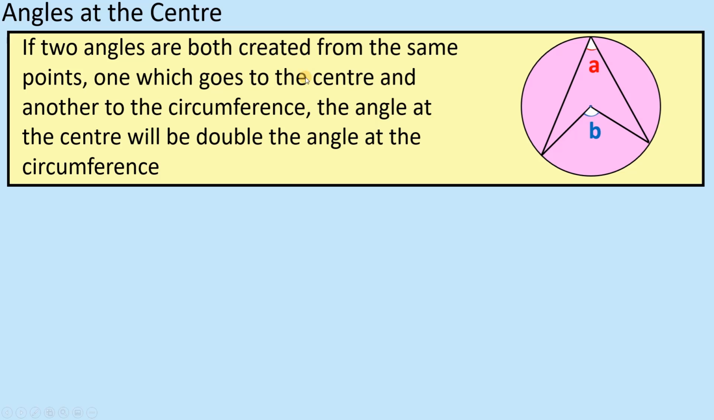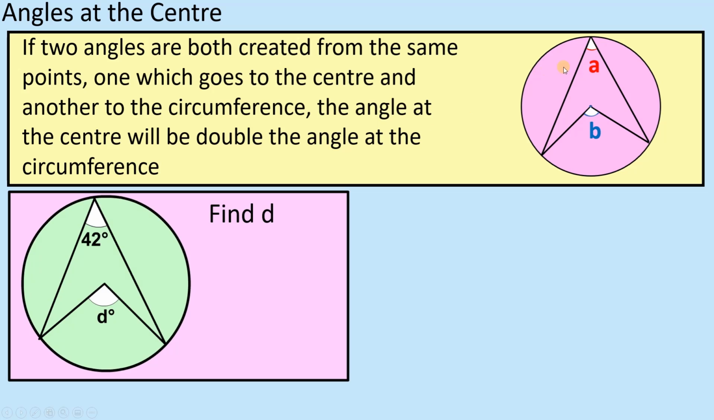So if 2 angles are both created from the same points, one which goes to the centre and the other goes to the circumference. What we're saying is you get 2 points: one goes to the circumference, one goes to the circumference, and the other goes to the centre. The angle at the centre will be double the angle at the circumference. So that means A is half of B, or B is 2 lots of A.